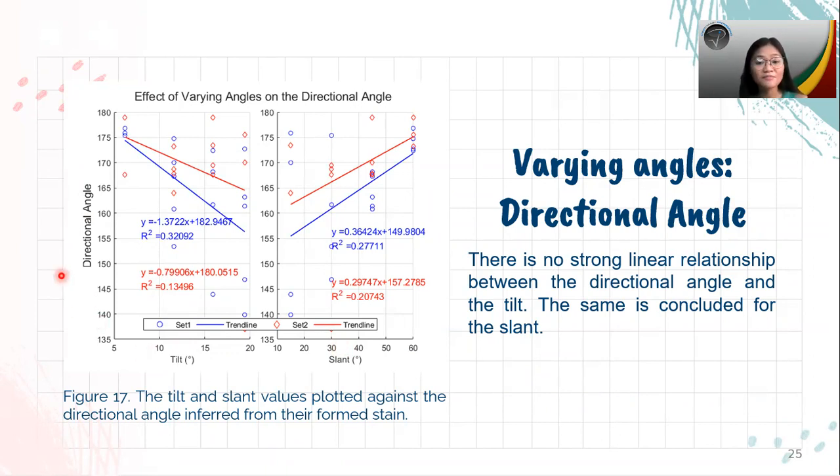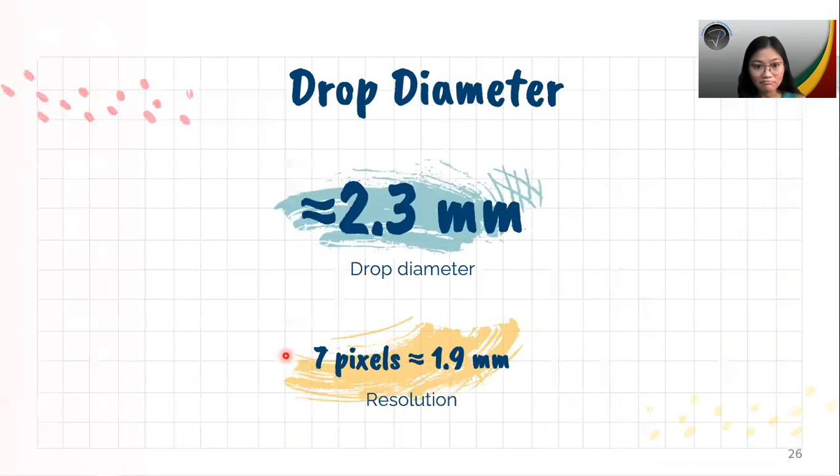tilt angles. Now, the tilt angles used in this study only range from 6.2 degrees to 19.4 degrees. In comparison to the slant angles used, the difference between these values is too small and cannot represent larger angles. This is the most likely reason for the tilt not having a noticeable effect on the eccentricity, width of the stain, impact angle, nor directional angle.